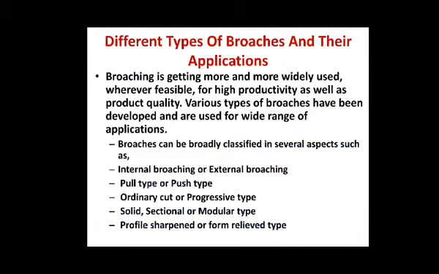So the different types of broaches and their applications. Broaching is getting more and more widely used wherever feasible. For high productivity as well as product quality, various types of broaches have been developed and are used for a wide range of applications. So broaches can be broadly classified in several aspects such as internal broaching or external broaching, push type or pull type, ordinary cut or progressive type, solid, sectional or modular type, profile sharpened or form relieved type.